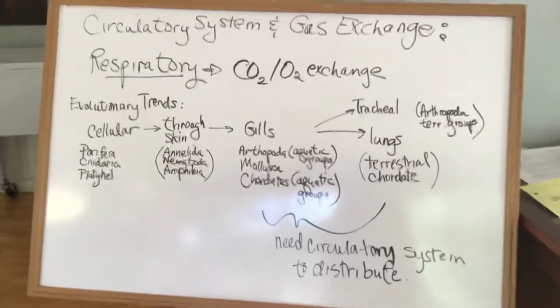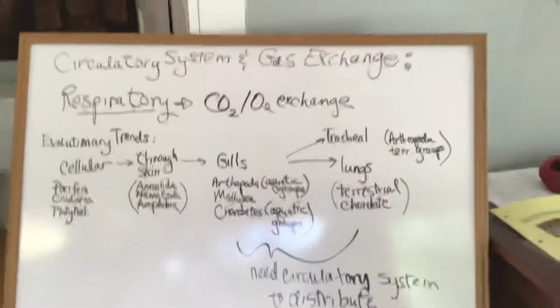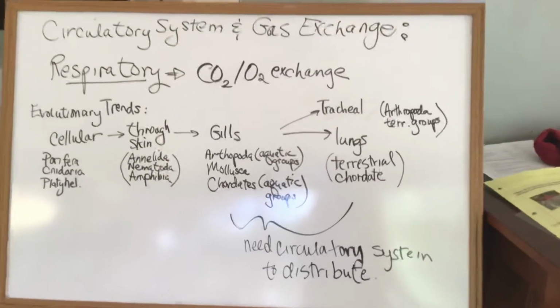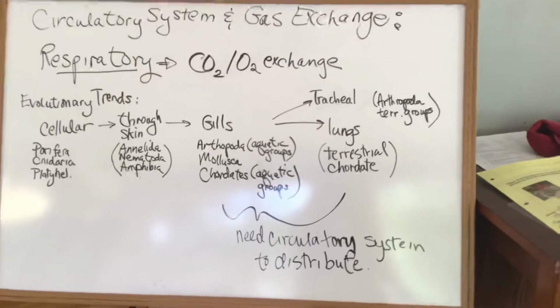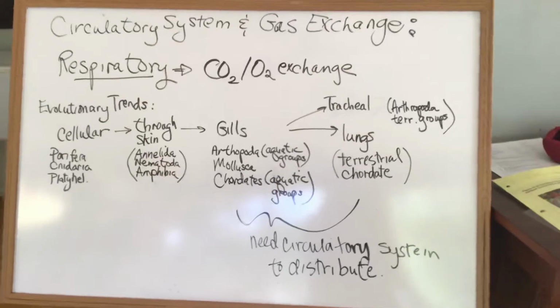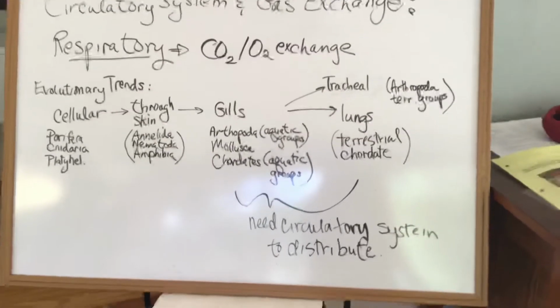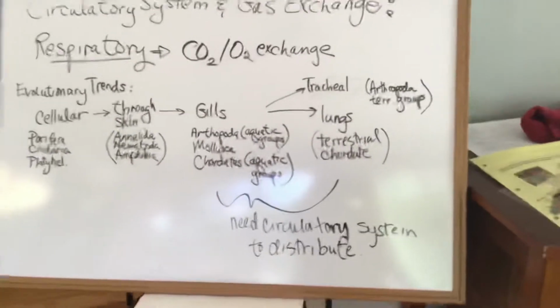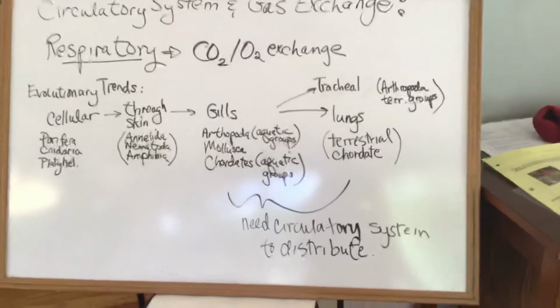groups. We're talking fish here, and arthropodas, some aquatic groups like crustacea, they would use gills. And then later on, in terrestrial forms, we have tracheids, which would be in arthropoda, of course, terrestrial groups, and lungs, which are also in terrestrial chordates. Both the gills and the lungs need to be circulated throughout the body via a circulatory system.